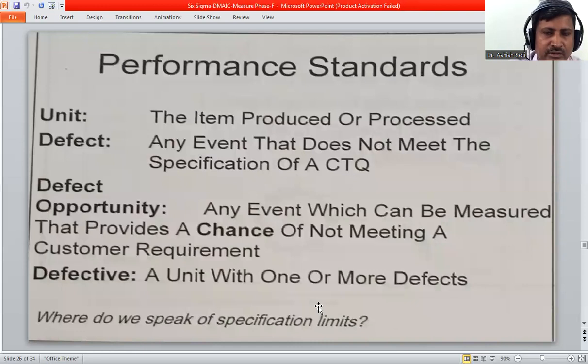Performance standards. There are a few things that we must know. Unit is the item produced. Defect is an event that does not meet the specification of a CTQ. Defect opportunity is an event that can be measured that provides a chance of not meeting a customer requirement. Defective is a unit with one or more defects. So a defective product may have many defects. We are focused on defects. We are supposed to reduce the defects.